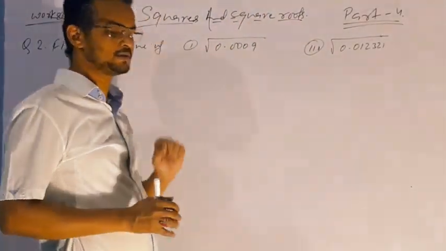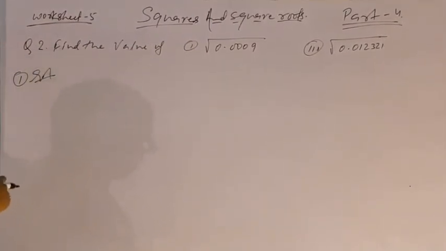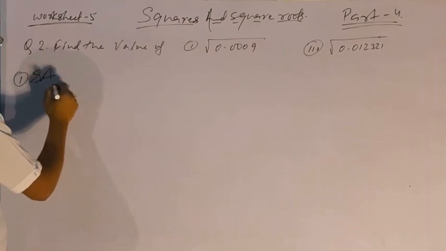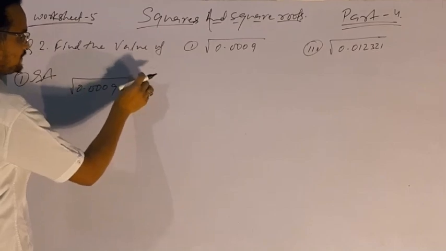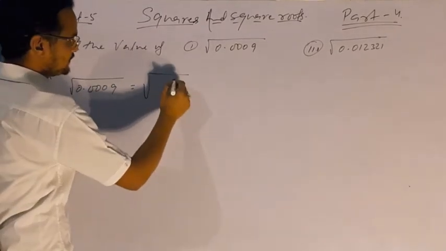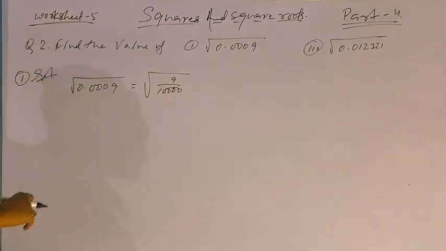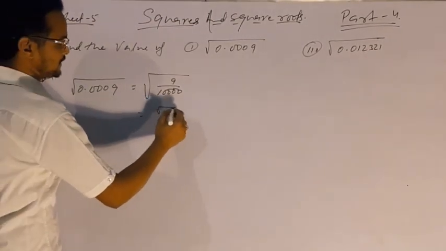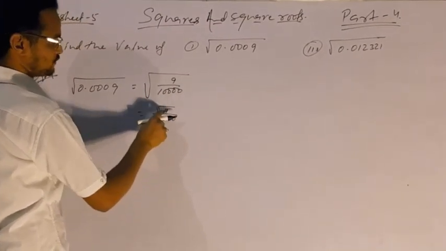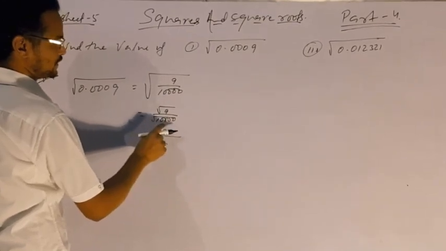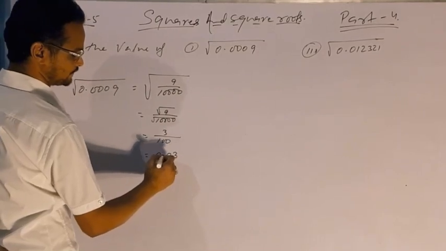So we can use a simpler method. In solution 1, we have the square root of 0.0009. This can be written in the form of 9 by 10,000, we have just removed the decimal portion. Now the square root of 9 is 3 and the square root of 10,000 is 100. This will become 0.03. So clear?